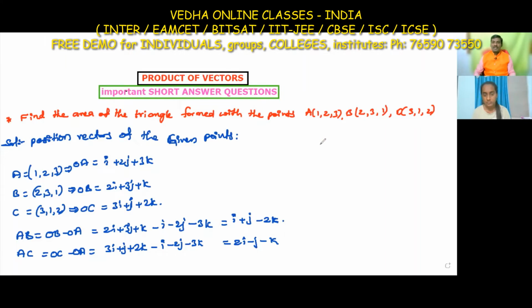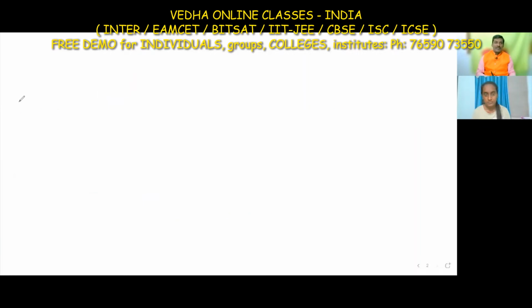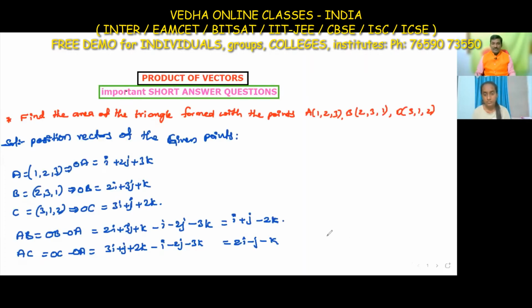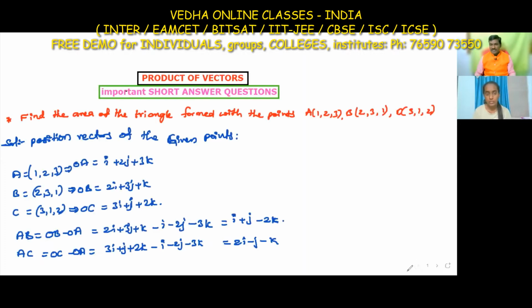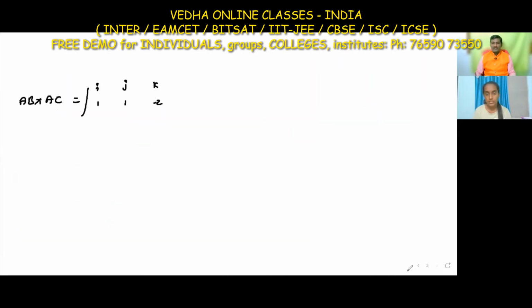After finding AB and AC, now find the cross product AB cross AC. It is equal to the determinant with i, j, k, and the coefficients of AB and AC vectors. For AB the coefficients are 1, 1, minus 2. Next, for the AC vector, we have 2, minus 1, minus 1.